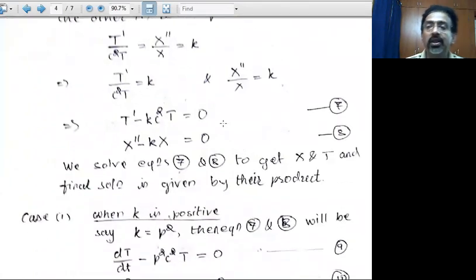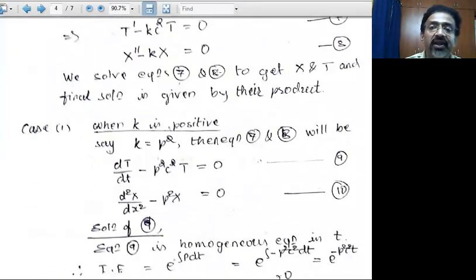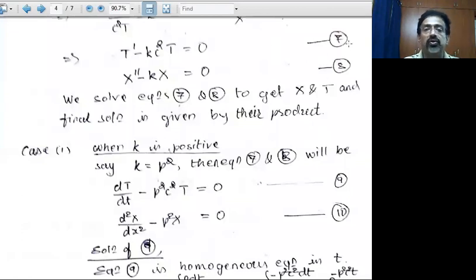So this gives me the two equations. If I cross multiply, T dash is equal to k times c squared T. If I shift k times c squared T to the left hand side, I get T dash minus k c squared T is equal to 0. The same thing for X: it becomes k times X, and shifting kX to the left hand side, X double dash minus kX is equal to 0. That gives me equation 8. Now I have to solve these two equations: T dash minus k c squared T is equal to 0, and X double dash minus kX is equal to 0.